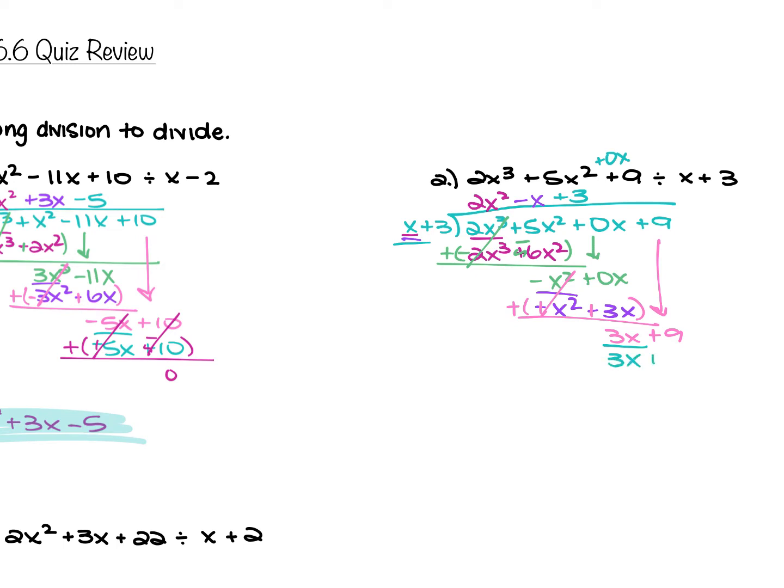You have 3x plus 9. You subtract. Distribute your negative. Your 9's cancel. Your 3x's cancel. So you have a remainder of 0. So your answer for this one is just 2x squared minus x plus 3.